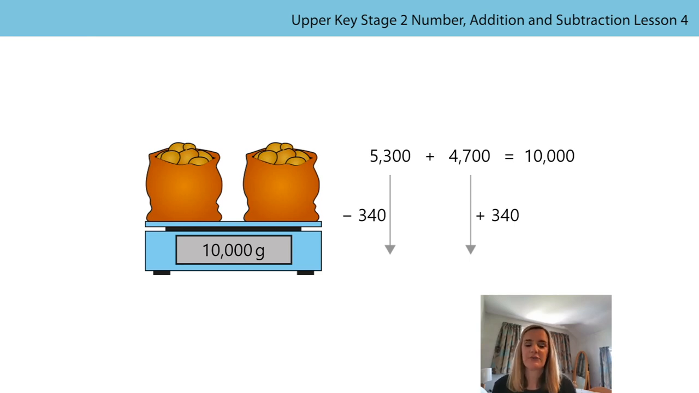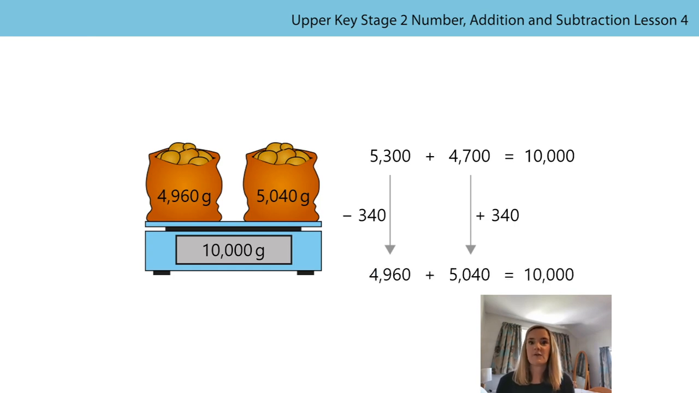5,300 subtract 340. I'm going to subtract 300 first to get me to 5,000, then I'm going to subtract 40. And that's going to give us 4,960. And on the other one, increasing it by 340 will get us 5,040. Did you get the same? And we still have a total of 10,000.